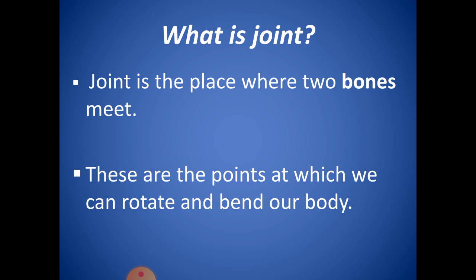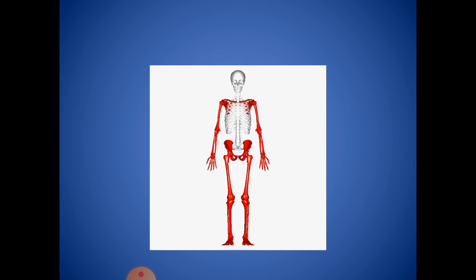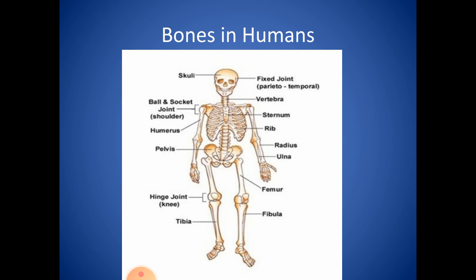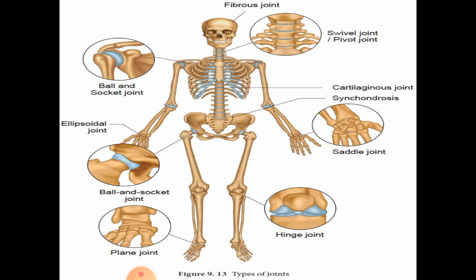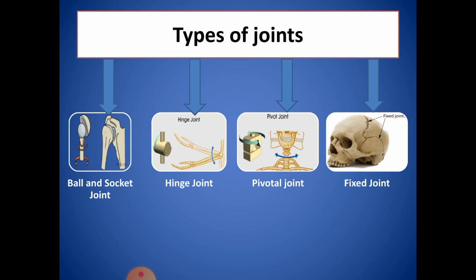Let's see joint. Joint is the place where two bones meet in our body, and these are the points at which we can rotate and bend our body. This is the human skeleton made up of muscles and bones, which are ultimately responsible for the movement. These are the various bones present in our body in the form of a skeleton. And these are the joints that we are going to discuss in this chapter. We have chosen 4 joints: ball and socket joint, hinge joint, pivotal joint, and fixed joint.